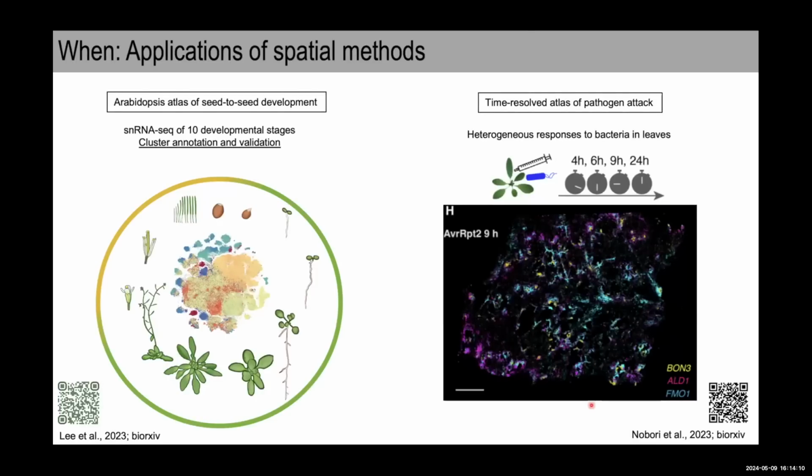So I'll just be detailing a couple of ways that we've used this in the Ecker lab, both the sequencing-based and the imaging-based platforms. We've used this in a project that we've performed, which is generating this atlas of seed-to-seed development at the single nucleus level. So we performed single nucleus RNA-seq of 10 different developmental stages, and this really helped in the annotation and validation of some of our clusters that we observed.